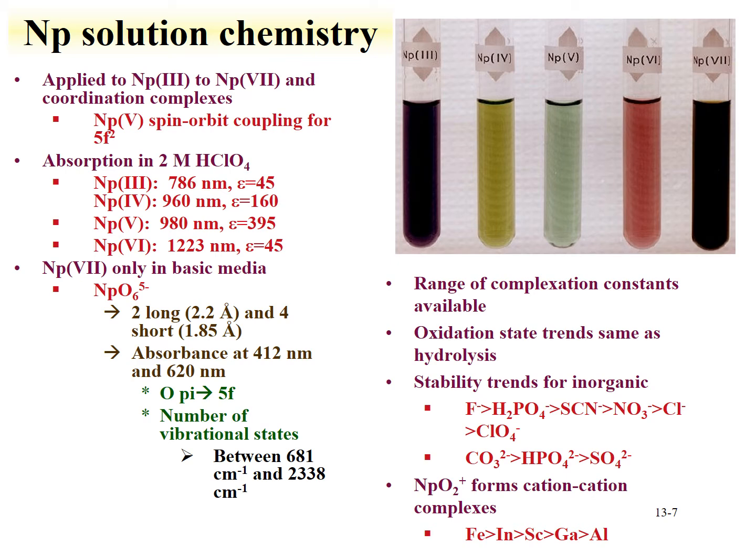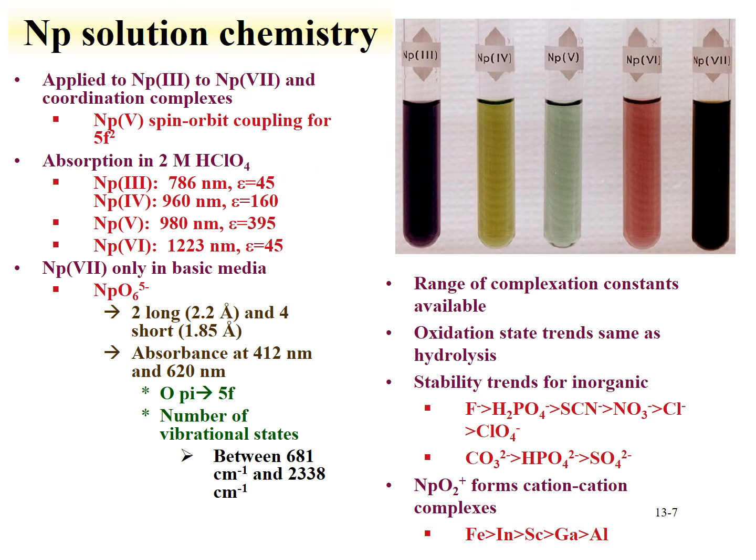This complex solution chemistry of neptunium can be explored for the range of the oxidation states. Detailed modeling has been explored with neptunium-5, looking at the spin orbit coupling of the two 5f electrons. Obviously, since the neptunium species are colored, UV visible spectroscopy can be a useful tool in evaluating its speciation. And as an example here, in 2 molar perchloric acid, neptunium-3 has an absorbance of around 780 nanometers with an extinction coefficient of 45.